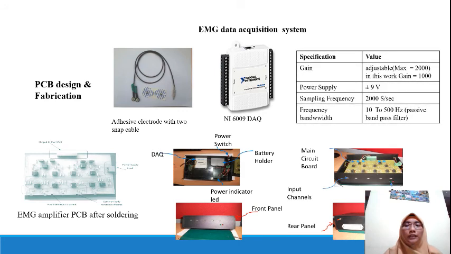Then several specifications for this SEMG machine: the gains are adjustable, and also the power supply, sampling frequency of 2000 samples per second, and frequency bandwidth.